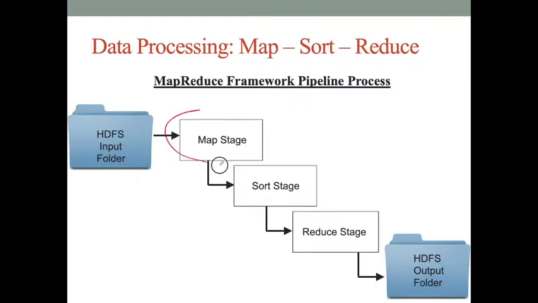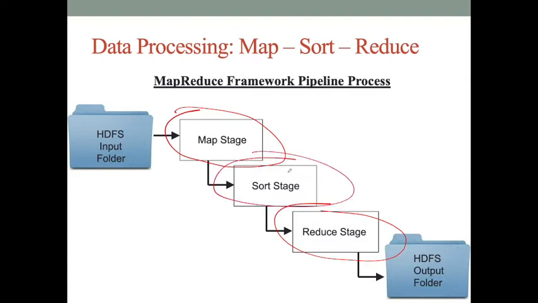The idea is we're going to have mainly the mappers, but we are going to write code for the mappers and the reducers. But inside the framework, we also have this sorting phase that I will be talking about in a couple of minutes. The key point here is that we need to remember that the input for the mappers is going to be all the information that we have inside a Hadoop distributed file system folder.